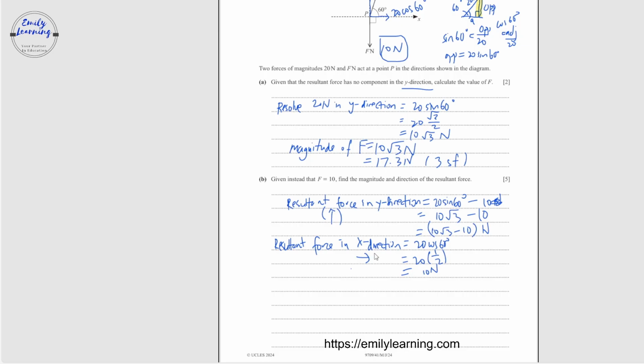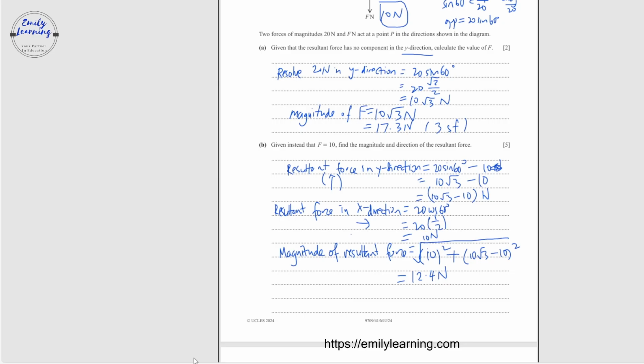Okay, so now let's find the magnitude of the resultant force. The magnitude of the resultant force is basically the square root of the square of the force in the x direction plus the square of the force in the y direction. Okay, so I'll put it into the calculator and then round it off to 3 significant figures. So it's 12.4 newtons.